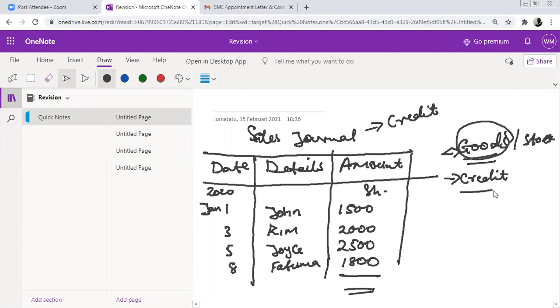If they are in cash, you don't record them here. They are going to go to another book of original entry that we are going to talk about, known as the cash book, if they are bought on a cash basis. Any question up to that point?